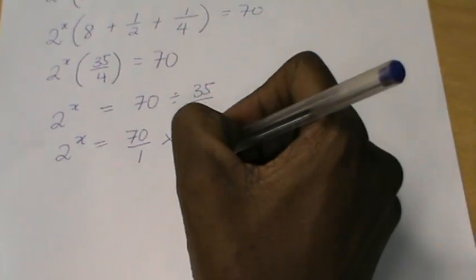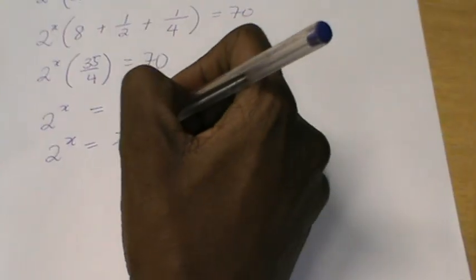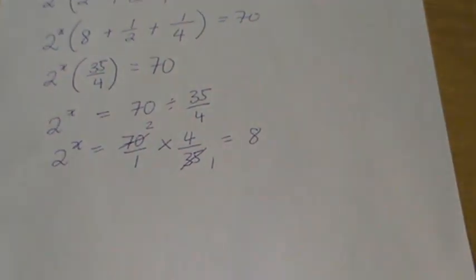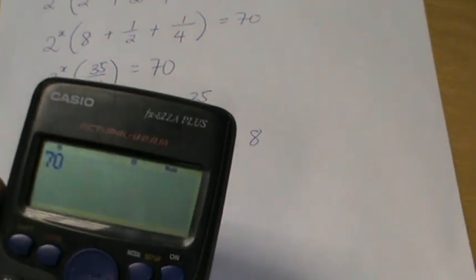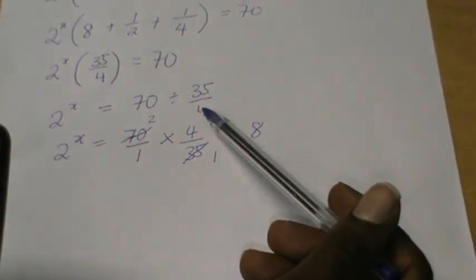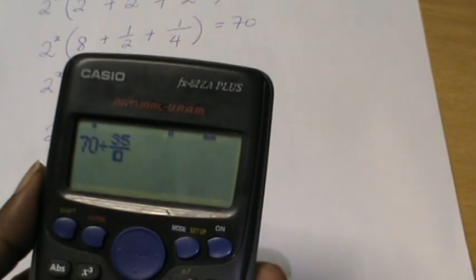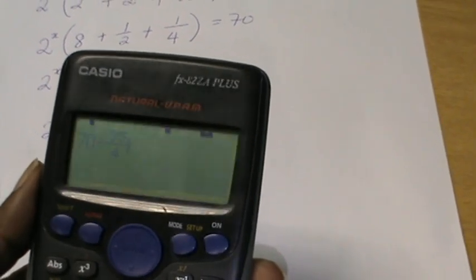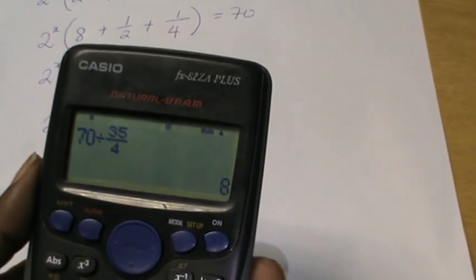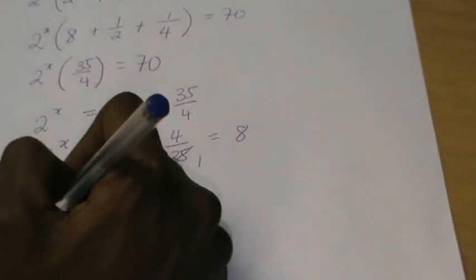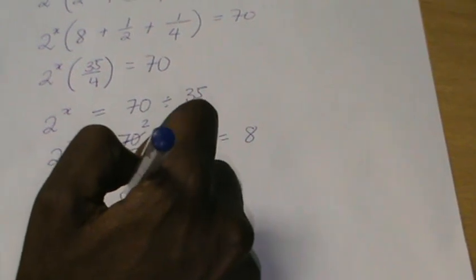Okay, so I know 35 goes there once, it goes there twice, and my answer is 8. Or we could do it on a calculator if you like, just to check. I have 70 divided by 35 over 4. What is this equal to? It's 8, so we're correct. Okay, so what do I have left from here? I have 2 to the power of x is equal to 8.